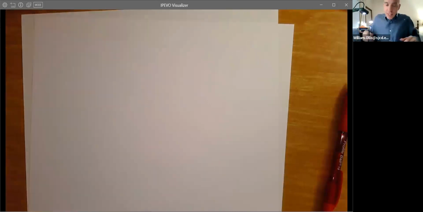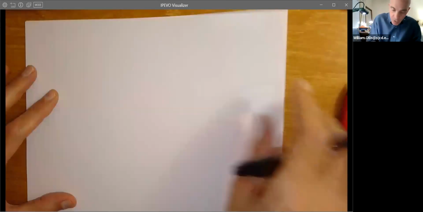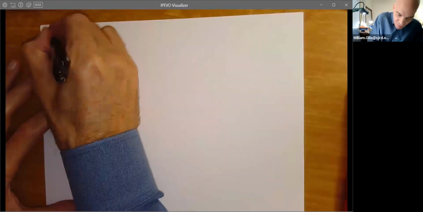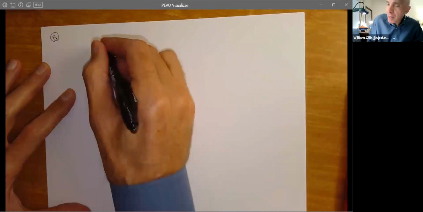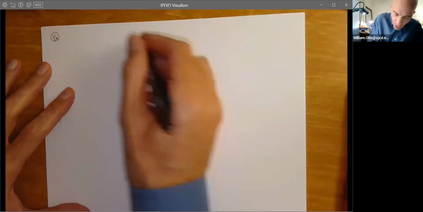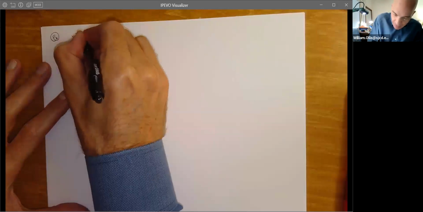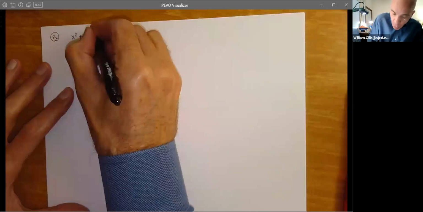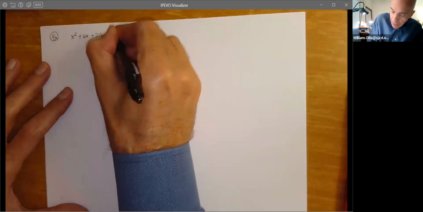So now, let's look at a translated parabola. So here, example. We've got, in this case, what we might think is a parabola. So we have x squared plus 6x minus 20y plus 29 equals 0.